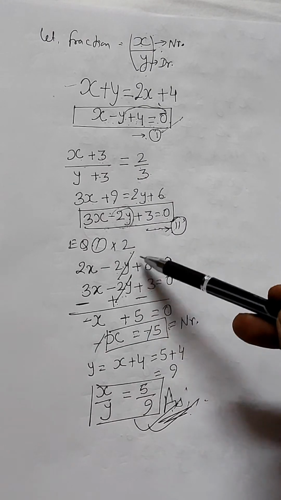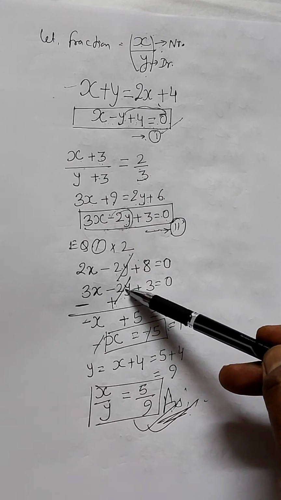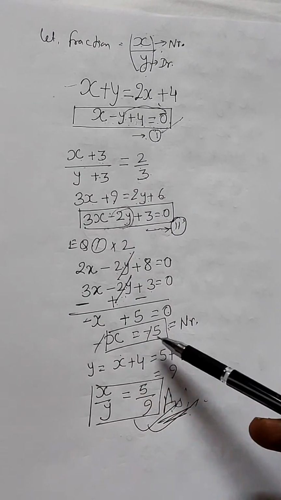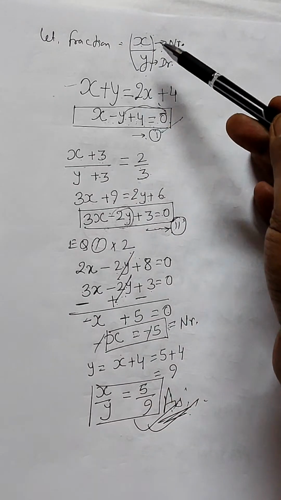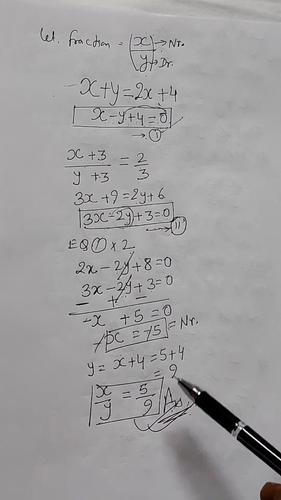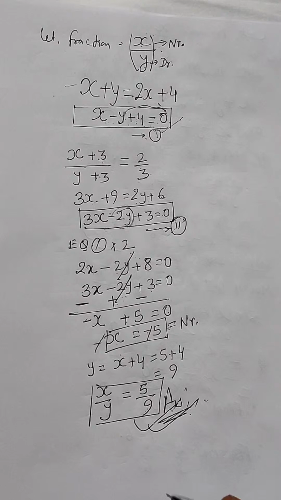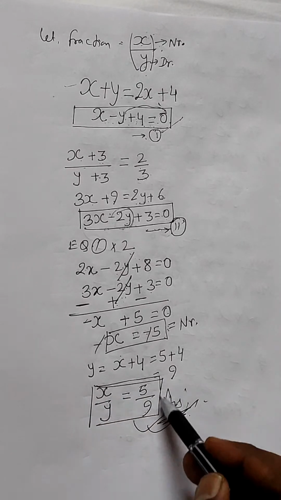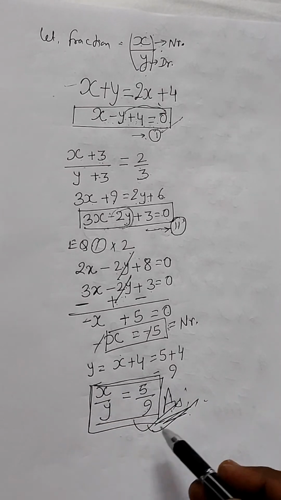When we solve it by eliminating one of the variables, y, we get the value of x as 5, which is our numerator, and the denominator is 9. So 5 by 9 is our answer, which we were required to calculate. Any query on this?